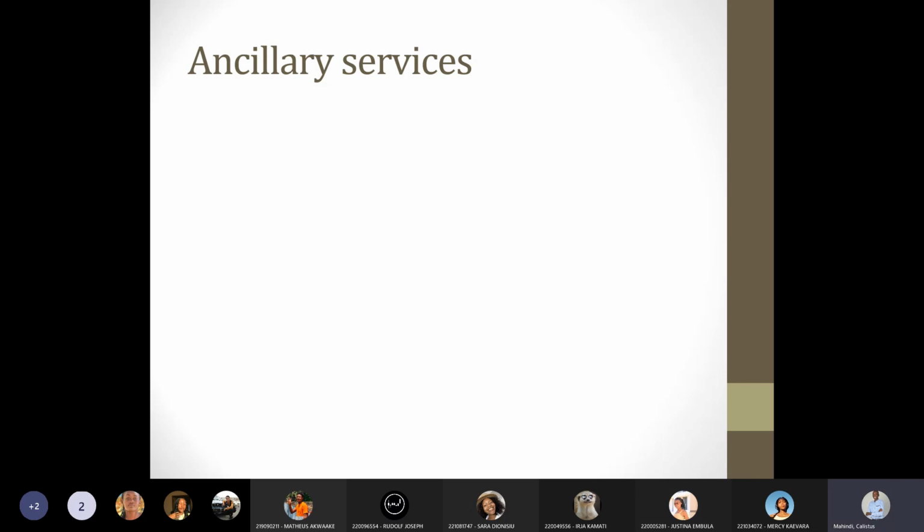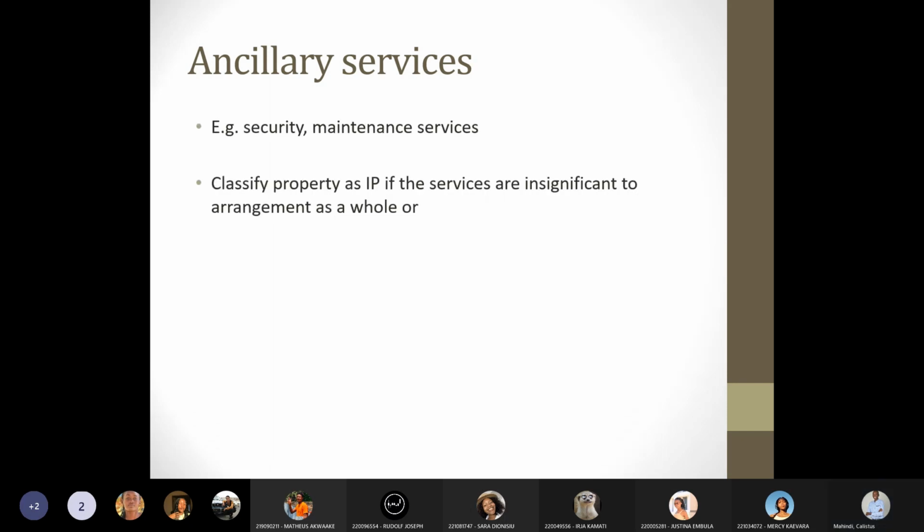Let us look at ancillary services. And this is the last part that we are going to deal with with respect to IAS 40. So ancillary services, these are other services that may be provided, such as security or maintenance services.